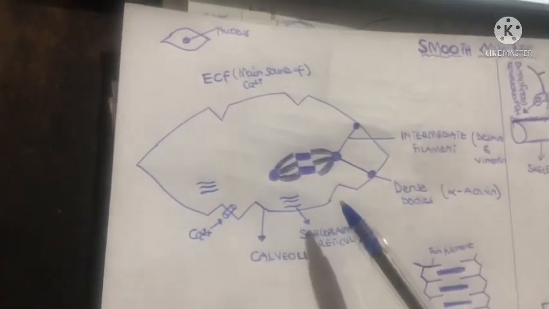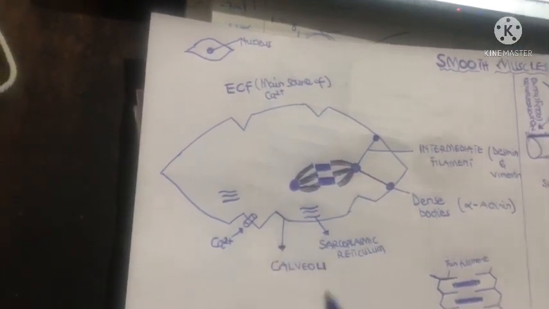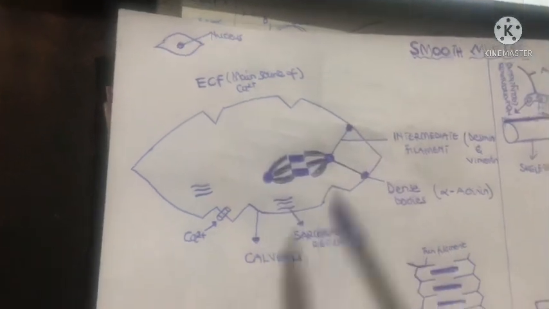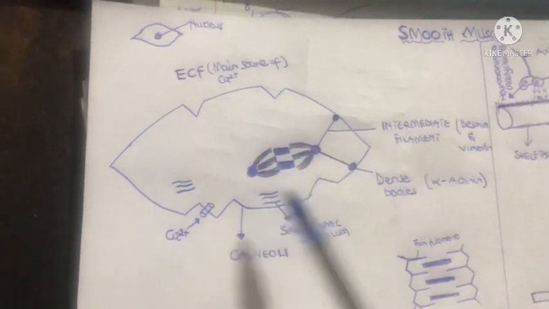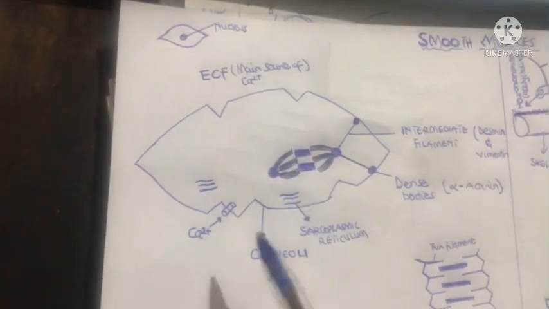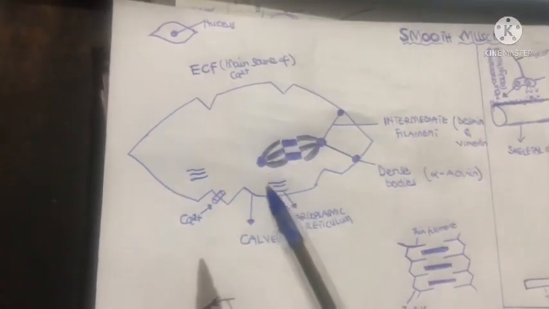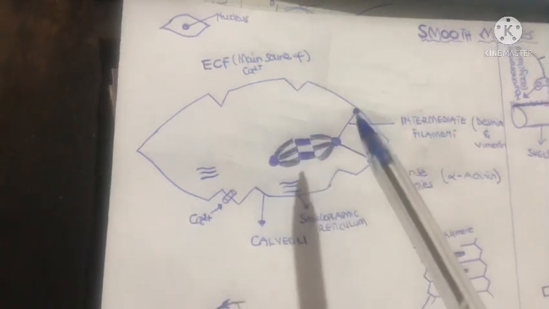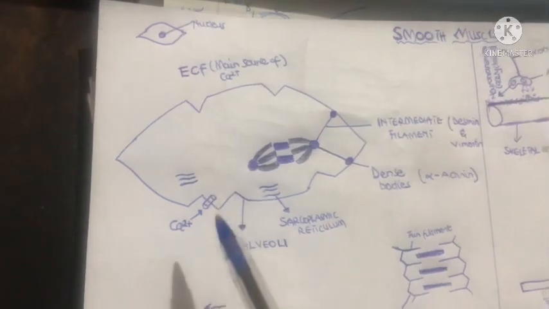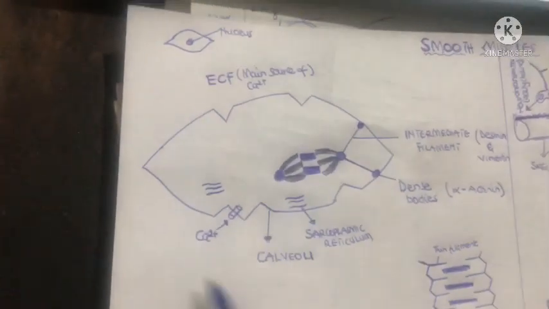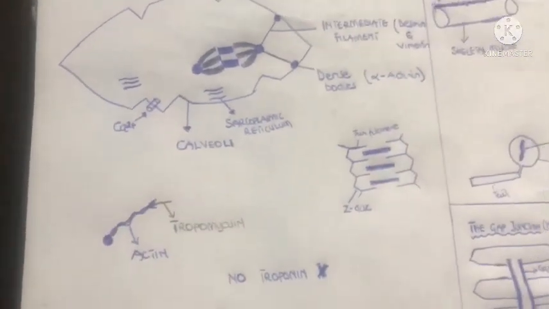So when they receive these impulses, they cause these voltage gated calcium channels to open for calcium to flow in, causing depolarization. Depolarization in the smooth muscle is mainly by calcium ions, not sodium ions. In the skeletal muscles, depolarization is by the inflow of sodium ions, but in the smooth muscles, the depolarization is by the influx of calcium ions. You understand?